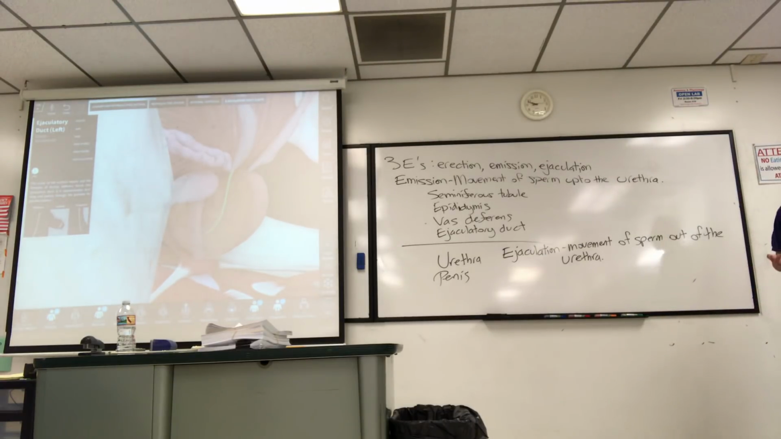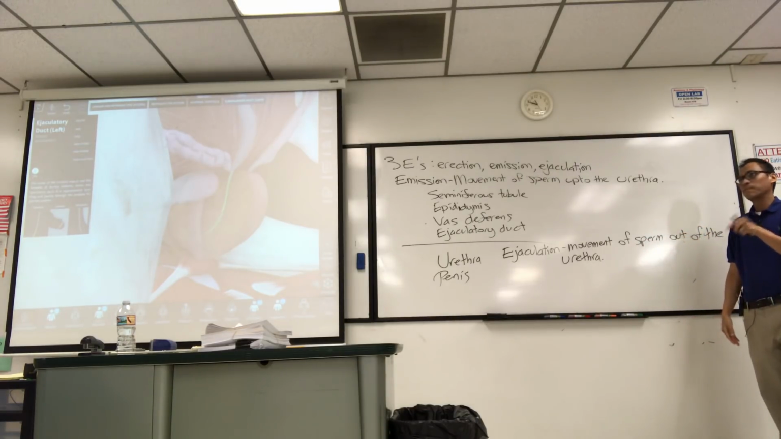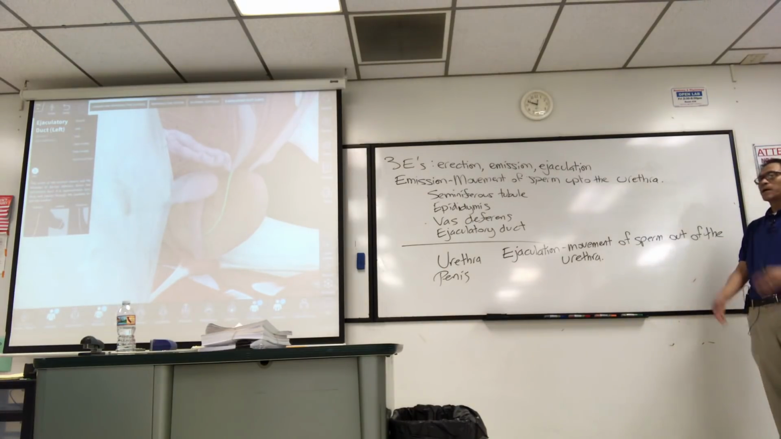Sex arousal is a parasympathetic event. Ejaculation is a sympathetic event. There's an old saying I heard, it's called point and shoot, right? Point, shoot, parasympathetic, sympathetic, just to help you remember that. And also, the urethra is shared by urine and semen, but never at the same time.